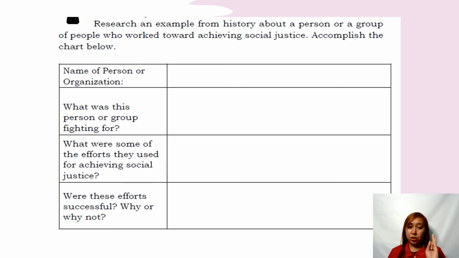What was this person or group fighting for? Or what were some of the efforts they used for achieving social justice? And were these efforts successful? Why or why not?